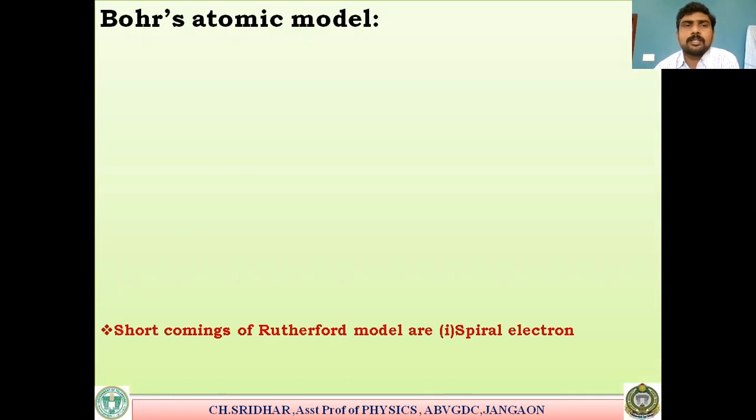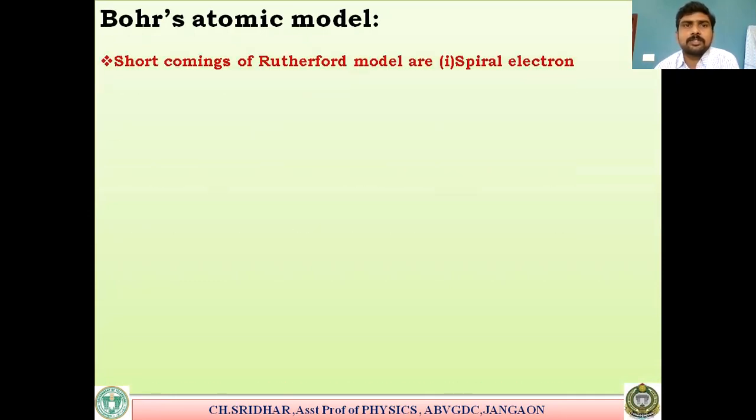So first of all, we look into Bohr's atomic model. In order to discuss Bohr's atomic model, we have to know the need for it. There are difficulties or shortcomings of the Rutherford model. Those are the spiral electron, the radiating orbits, and the continuous spectrum.